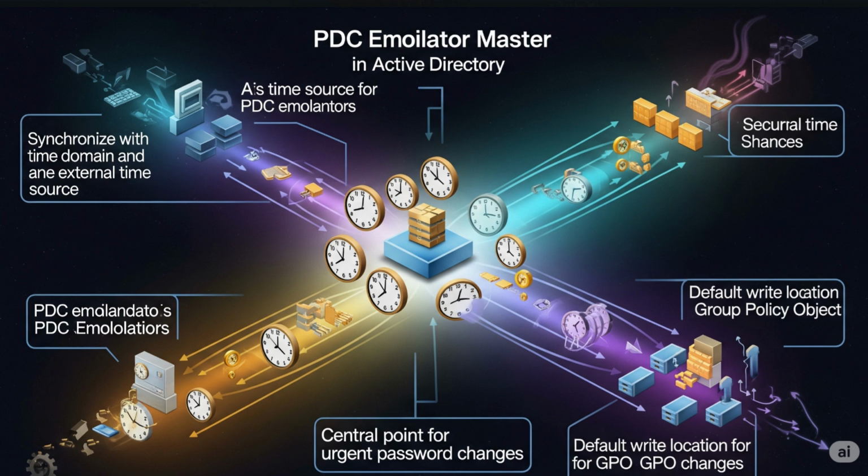You set the PDC emulator master in the forest root domain to synchronize with a reliable external time source. Additionally, by default, changes to group policy objects, GPOs, are written to the PDC emulator master. The PDC emulator master is also the domain controller that receives urgent password changes. If a user's password changes, the domain controller with the PDC emulator master role receives this information immediately.